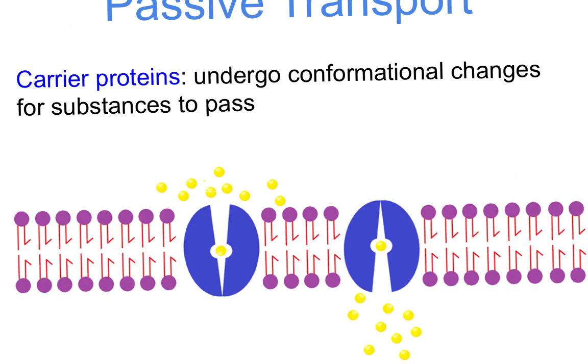Carrier proteins undergo conformational changes for substances to pass. They almost have a working door-locking system. On one side, the binding site is open, and then the protein goes through a conformational change where it closes and opens on the other side. So the protein is assisting in the movement of substances. The best way I have to explain these conformational changes is that it alters its secondary, tertiary, and even quaternary structure internally without altering the overall shape of the protein.